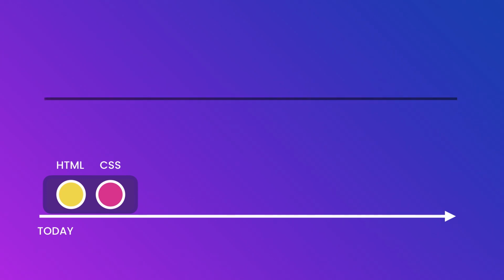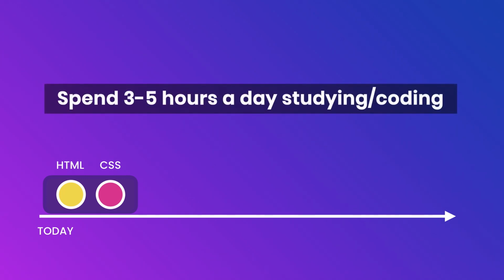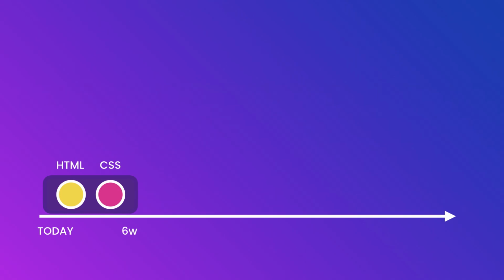I would say if you spend 3 to 5 hours every day studying and coding, you should be able to have a reasonable understanding of these 2 languages in about a month or a month and a half. Once you learn these languages, then you need to learn JavaScript. I have a separate series for learning JavaScript. So after finishing this series, you may want to enroll in that series.